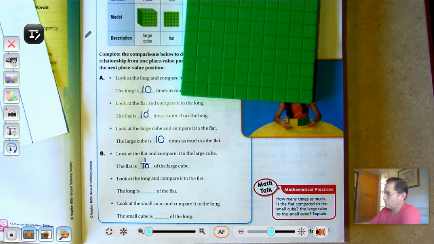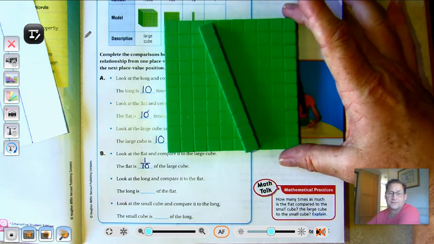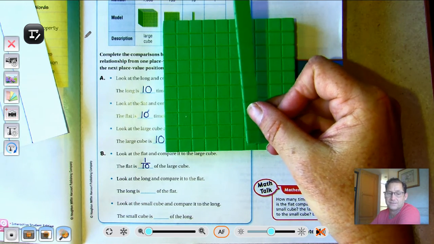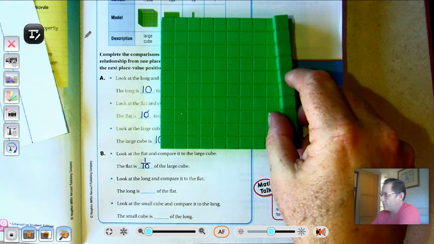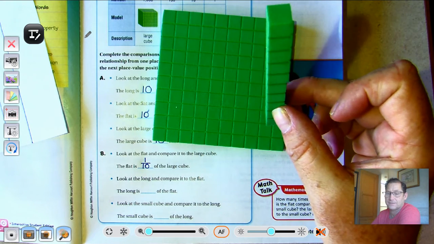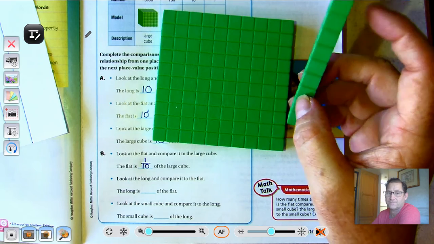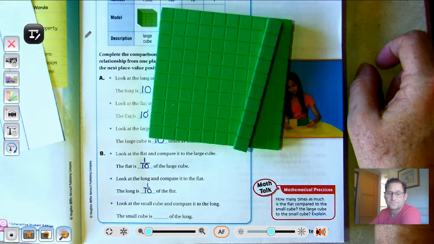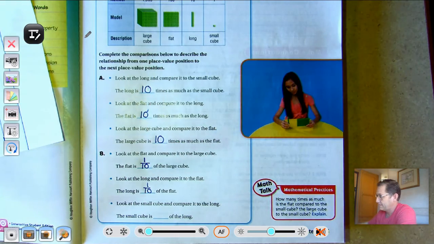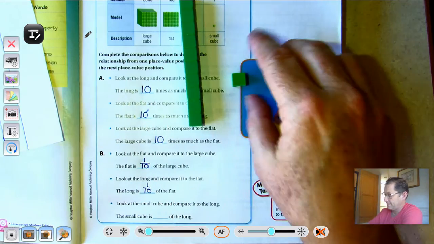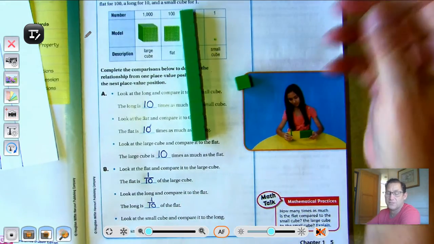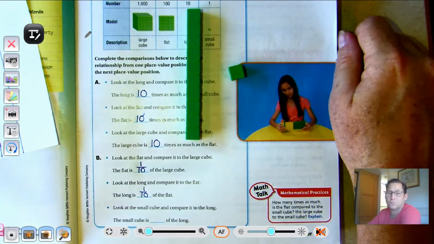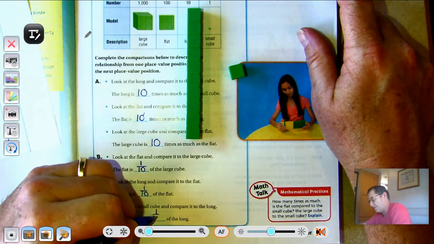Okay, and how about if we were looking at the long compared to the flat? It would take 10 of the longs to equal one flat, right? So if you only have one of the longs, you would have 1/10 of the flat. And if you have one small cube, how much of the long do you have? Well, it takes 10 small cubes to equal one long. So one small cube is 1/10.